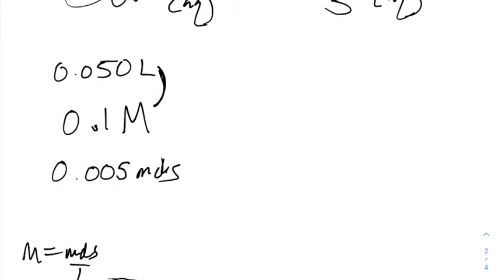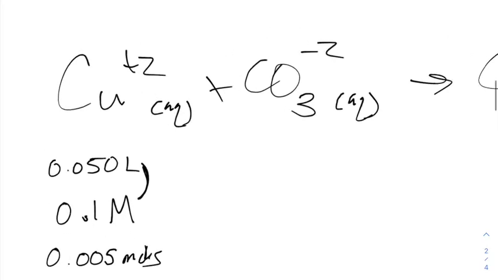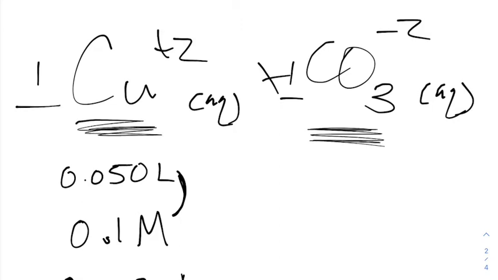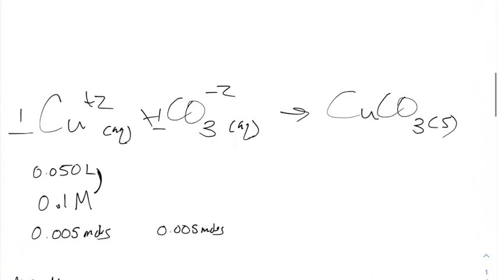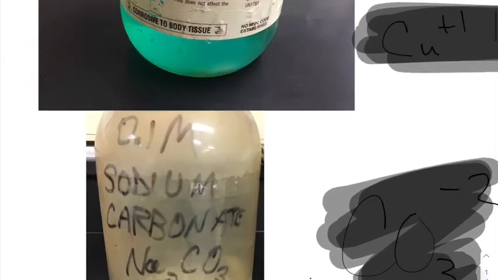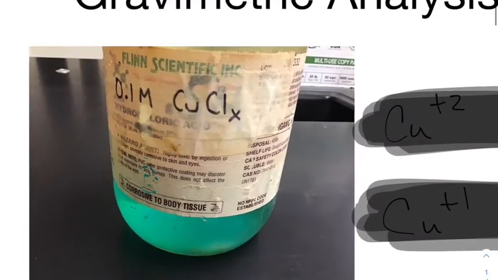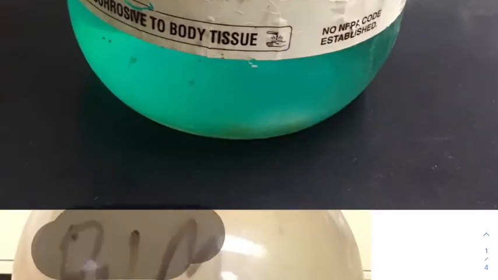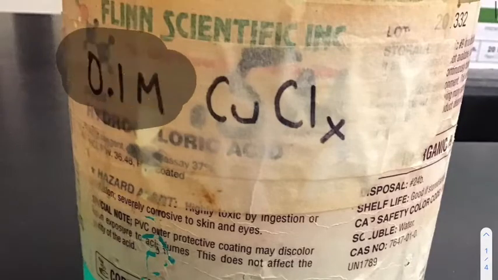0.005 moles. Now, using our stoichiometry, and I know we haven't really gotten to that yet, but we're going to do some simple proportions here. Because there's a 1 in front of here and there's a 1 in front of here, we're going to need as many of these as we have over here. So we're also going to need 0.005 moles over here. But we kept things simple. Remember that I made the sodium carbonate solution 0.1 molarity in the same way that I made the copper solution 0.1 molarity. So this is the same concentration as this one here.